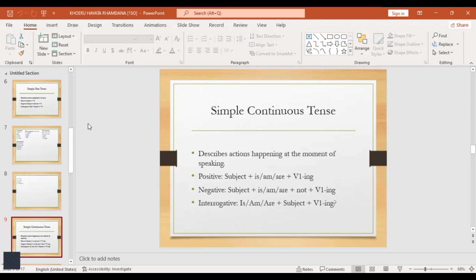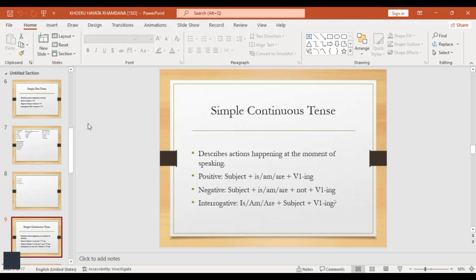The present continuous tense is also used to talk about plans or activities that are already scheduled to happen in the future. For example, we are meeting your friend tomorrow. Even though this is a future event, we use the present continuous because it is a definite plan.